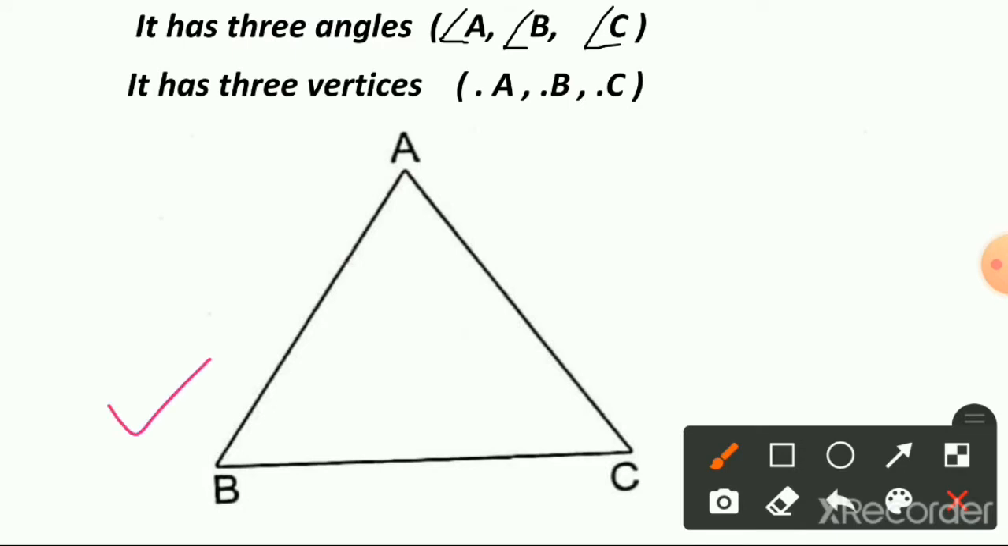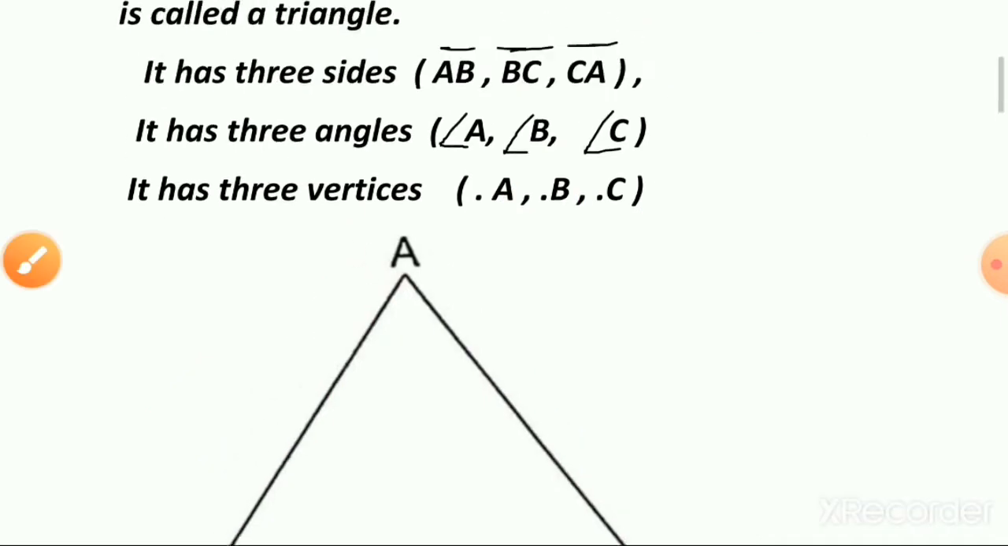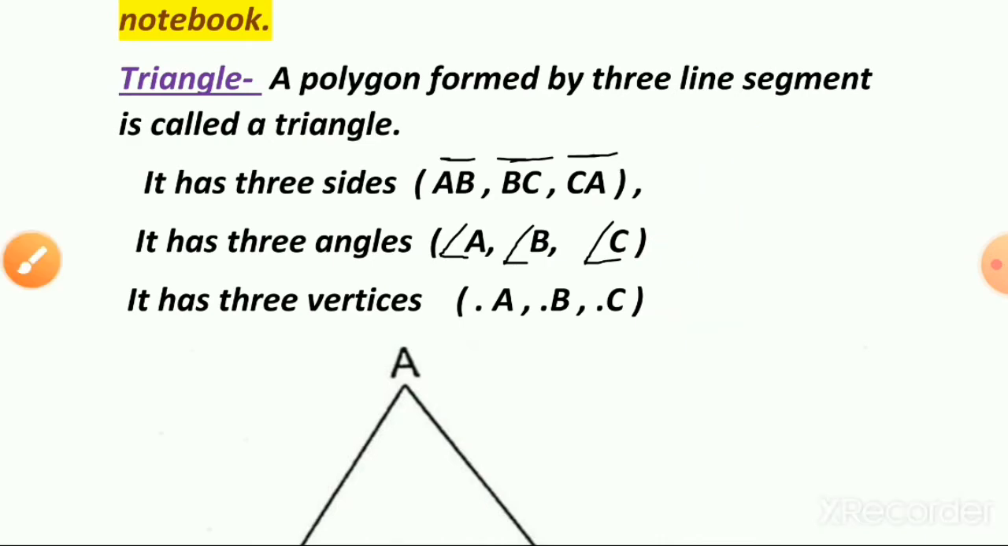This is the figure which is called a triangle because it is having 3 sides. You can see this side is AB, the second one is BC, and the third one is AC. So these are the 3 sides and 3 angles. Angle A, angle B, and angle C are the 3 angles, and the 3 vertices are point A, point B, and point C. So in this way, whenever any triangle is given, we know the 3 sides, 3 angles, and 3 vertices.